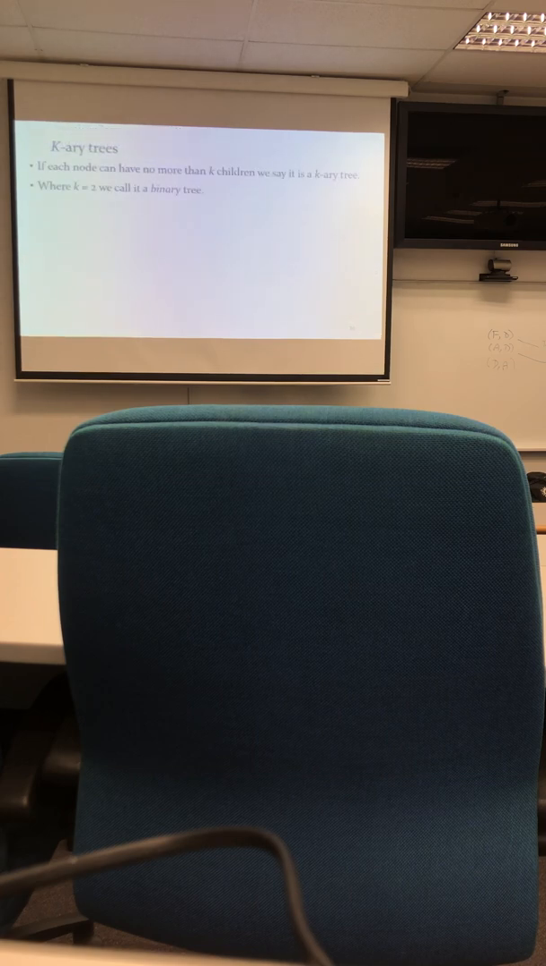K-array tree, this is just take a look, this is not important. When K is 2, then it's a binary tree. We are going to focus just on binary tree. In general, a tree can have more than 2 children. So for those trees that have at most K children, we call K-array tree.